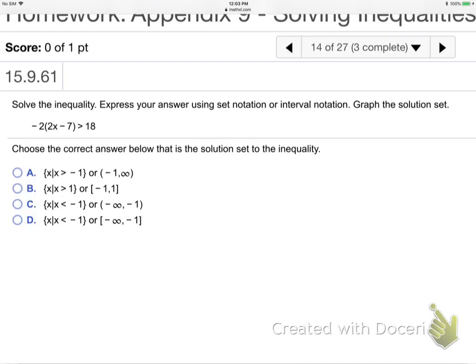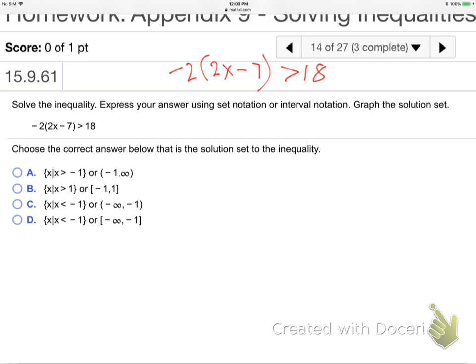Okay, so we have minus 2, 2x minus 7 greater than 18. All right, go ahead and solve that. There's a little trick about halfway through. Don't say it out loud. Give everybody a chance to remember it. See if you remember. So start by distributing.